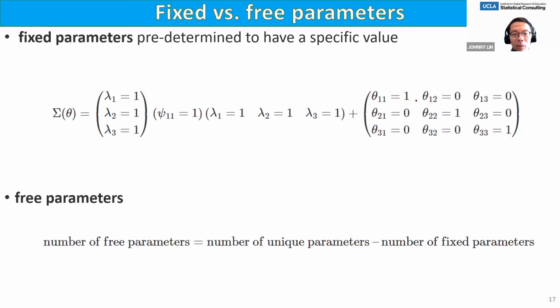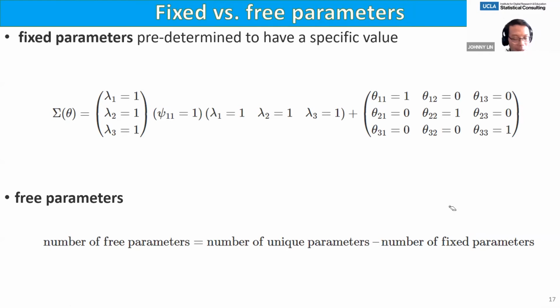Well, how many have we fixed there? We fixed, well, I mean, unique ones, right? We fixed 10 unique ones, right? Okay. So the number of unique parameters minus the number of fixed parameters is what we call the number of free parameters. So in terms of our number of unique parameters, we had 10 and we fixed 10, right? So 10 minus 10 is 0. This is a very arbitrary, non-realistic example.